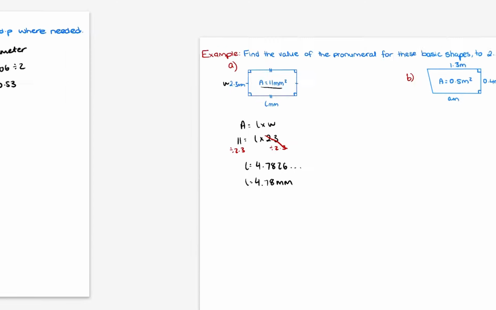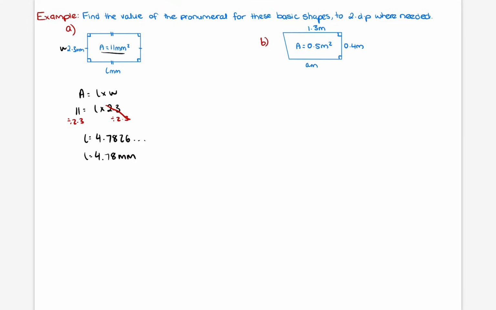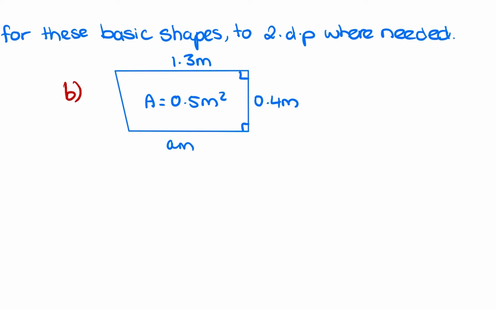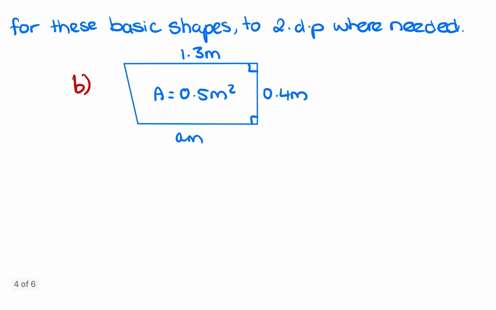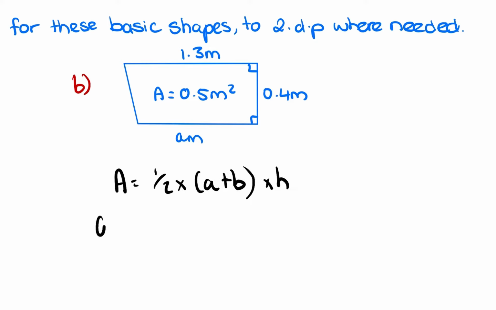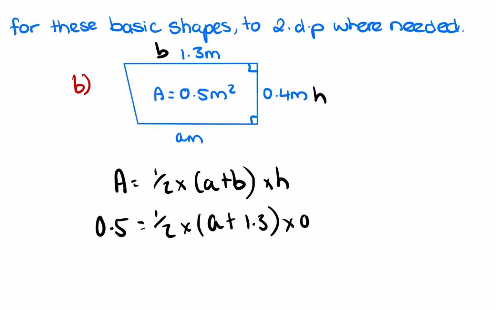So a bit of reverse engineering there. You've got to use a bit of your solving skills that we've done in the past. The biggest thing for a lot of you will be just identifying what shape it is and what formula you need to use. So here, this one's a trapezium. Same thing again, we've been given the area, and two of the sides and not the other. Area of a trapezium is half times A plus B in brackets, and then times our height. So our area is 0.5, half times A, which we haven't been given. We have been given B here, which is 1.3, and our height of 0.4.